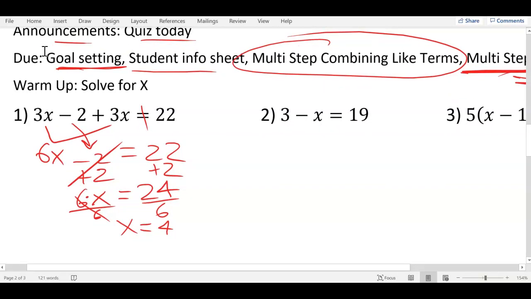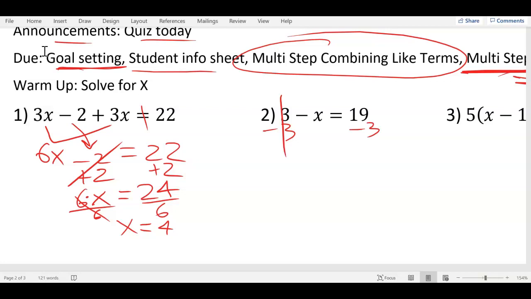So number 2. Looks a little easier, but there's a little trick in it. First off, what's the loner on number 2? 3. It's got to go. The loner number. How do I get rid of a positive 3? Subtract 3 on both sides of the equals, not under the x. Okay. So the 3 minus 3 cancels out.